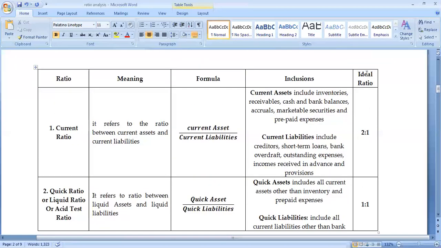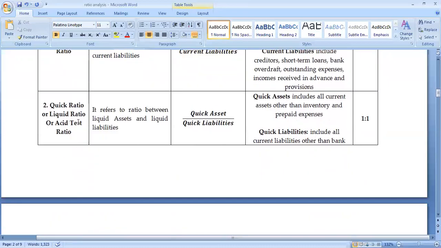And what is the ideal ratio? I told you the ideal ratio is an outline indication of financial soundness, of how well the company is increasing its efficiency and making stability in the organization. For current assets it is 2, and for current liability it is 1. Now the quick ratio is also called the liquid ratio, or the acid test ratio.